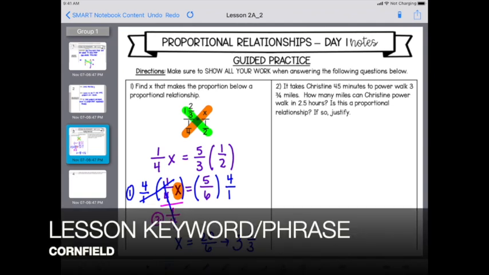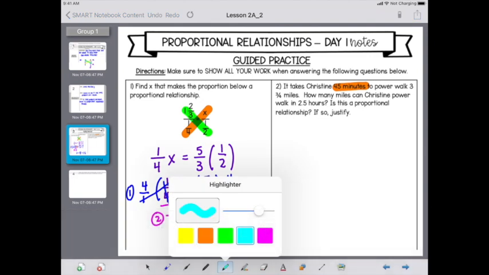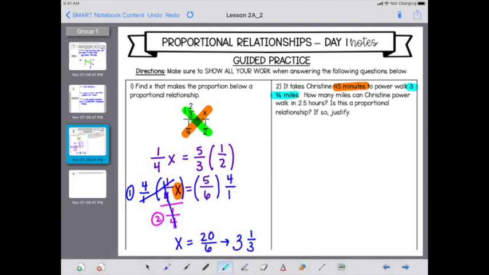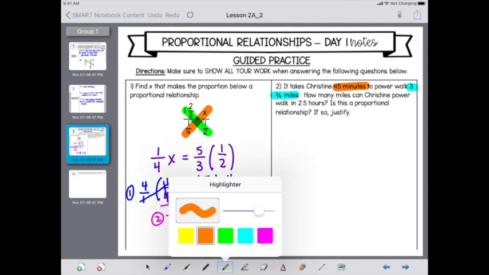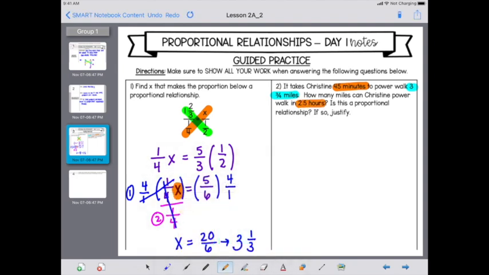Okay, let's look at number 2. It takes Christine 45 minutes to power walk, and she's power walking 3 3/4 miles. You want to figure out how far can she power walk in 2.5 hours. So what I notice about this is that you have minutes and you have hours. So I want to convert my 2.5 hours to minutes. I'm going to get 150 minutes. I want to see if this is a proportional relationship or not. And this way I can just set up my proportion.